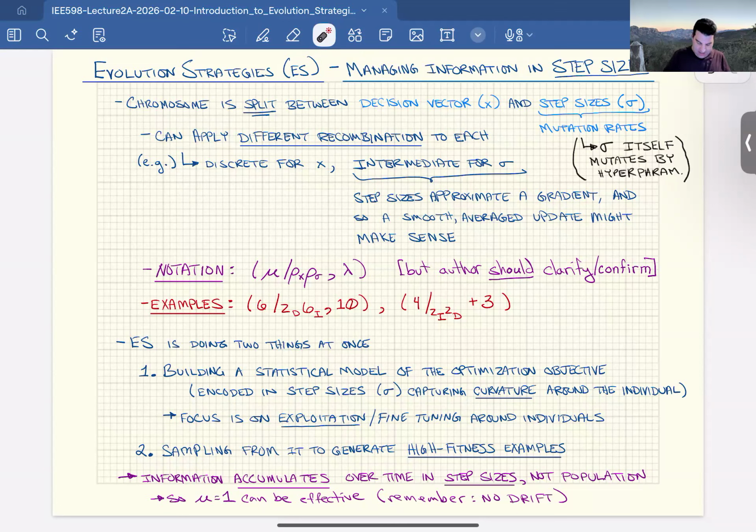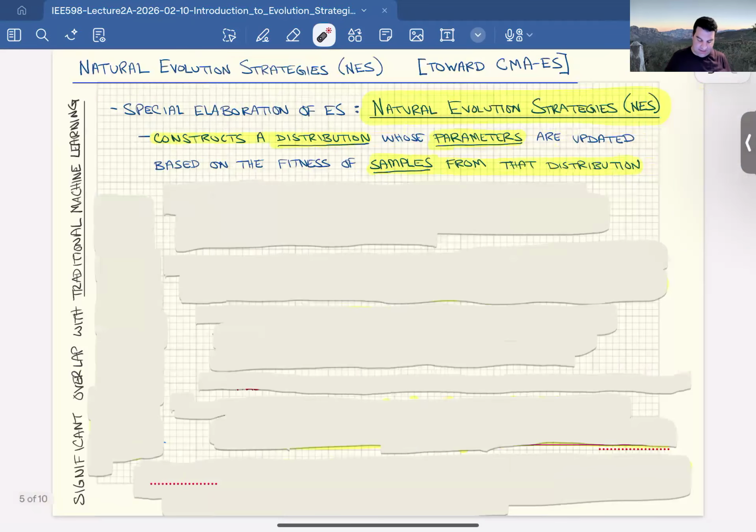So here, the model is implicit. It emerges from the step sizes. So the step sizes somehow encode information about the fitness landscape, but we aren't actually using a low order model in order to really capture a model of that local fitness landscape, not in at least pure evolution strategies. So that brings us to natural evolution strategies, or NES. This is toward the so-called CMA-ES, covariance matrix adaptation ES, which will be the next thing we talk about here.